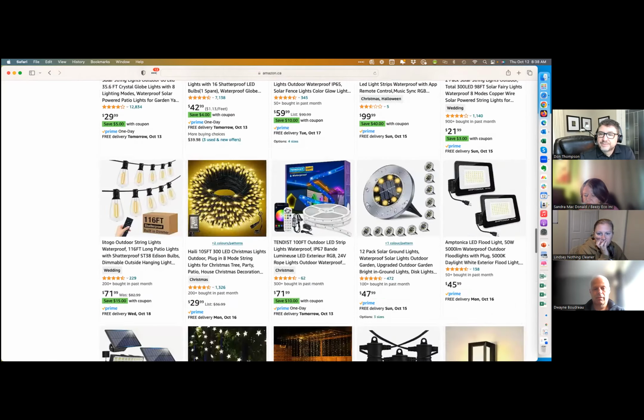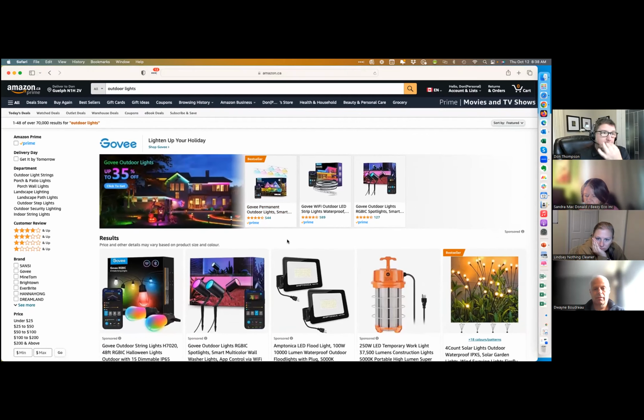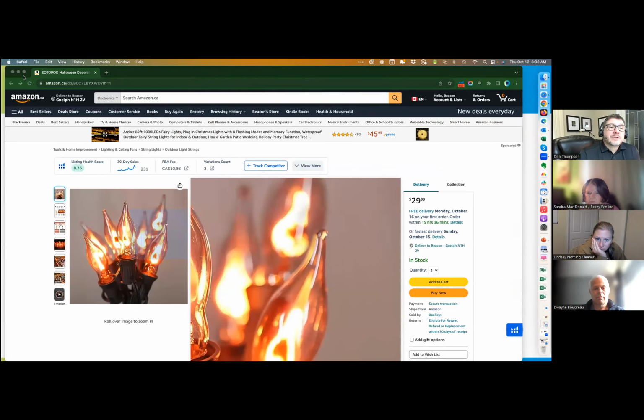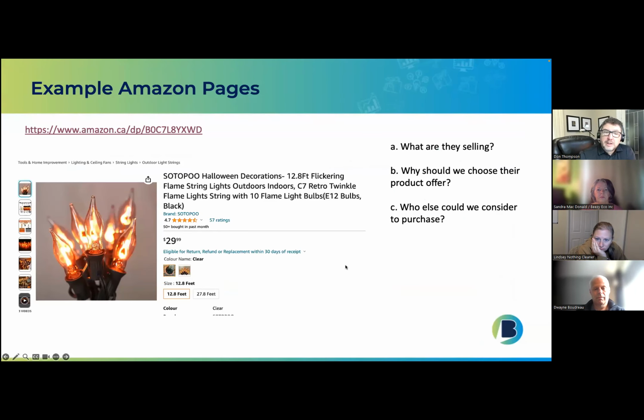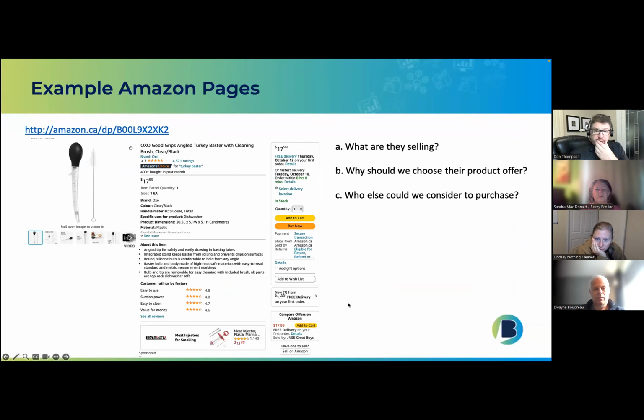Landscape spotlights. Right? Okay. So here's one we look at. Clear background, turkey baster, right? Just had Thanksgiving. Now, what are they selling? A turkey baster.